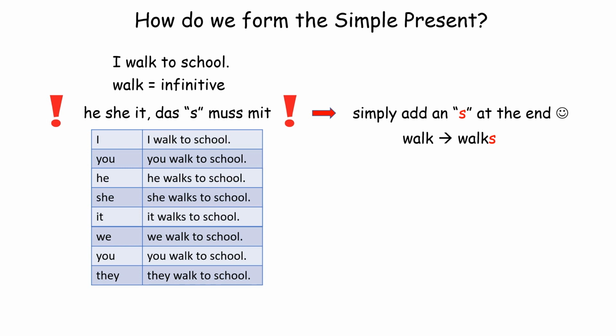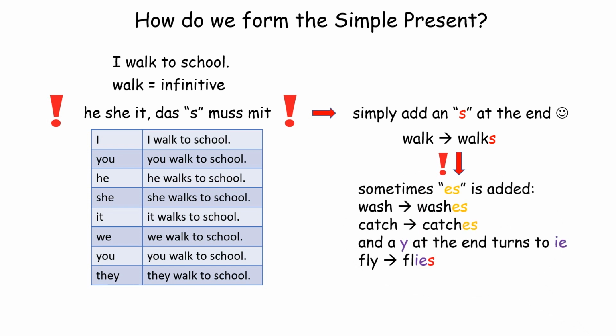It's just an example. One more important thing to note is that it's not always just an S that we add. Wash ends on an sh sound and we can't say sh really good. So we say washes instead because it's just better to say. And we write ES instead of just an S. Same goes for catch and catches. And if we have a Y at the end it turns to IE instead.